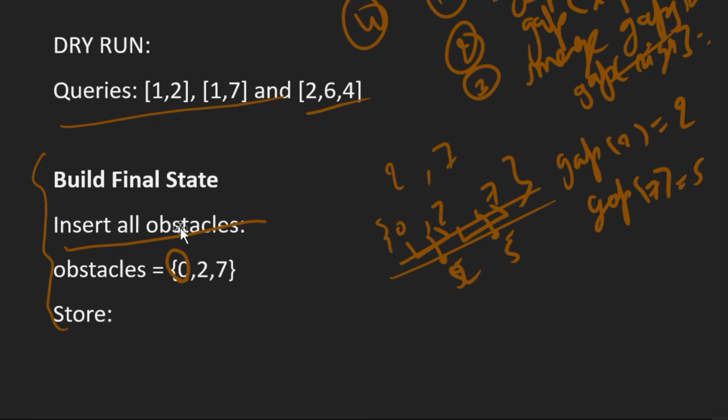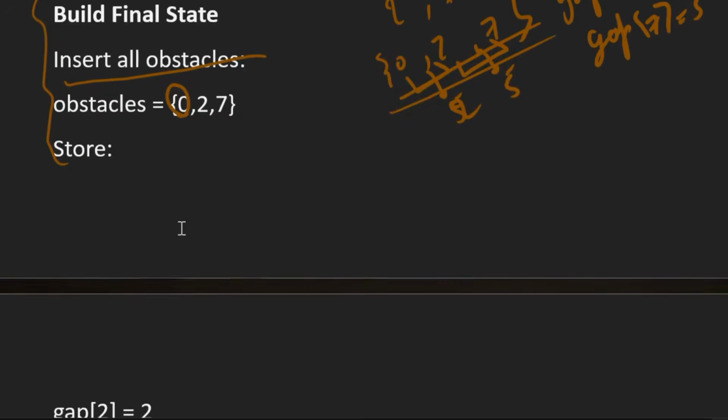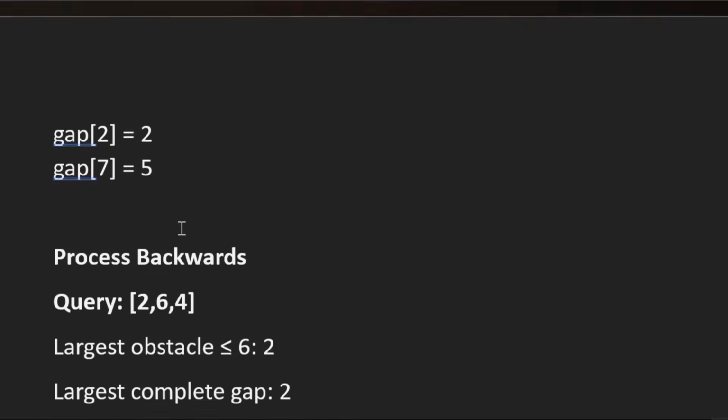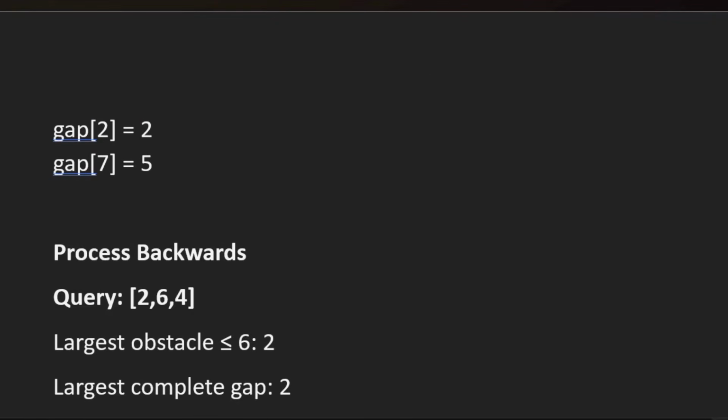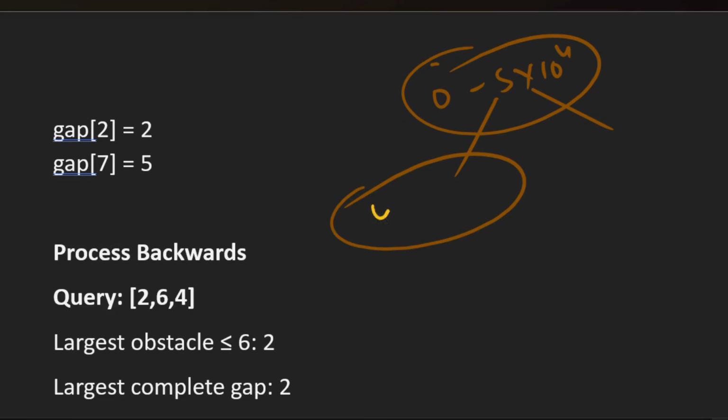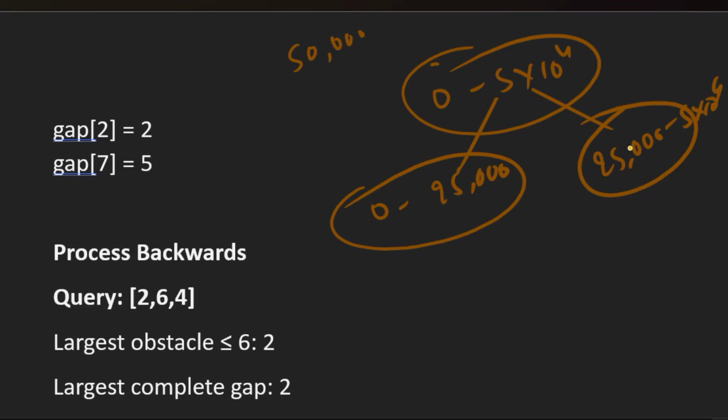Now I'll show you how we'll build the segment tree from this. The first node will store the range from 0 to 5 into 10 to the power 4. We divide it into two parts. This node will store 0 to 25,000, and this node will store from 25,000 to 5 into 10 to the power 4. Each will store the maximum gap in its range. Then we again divide this range.